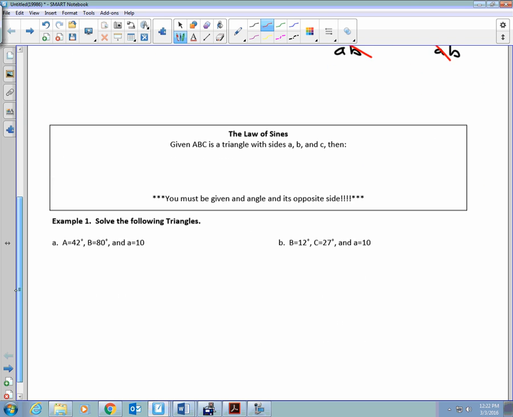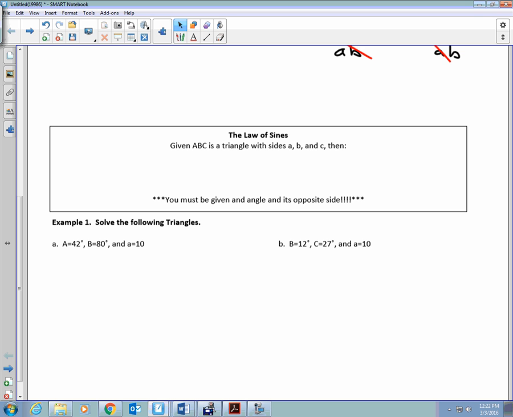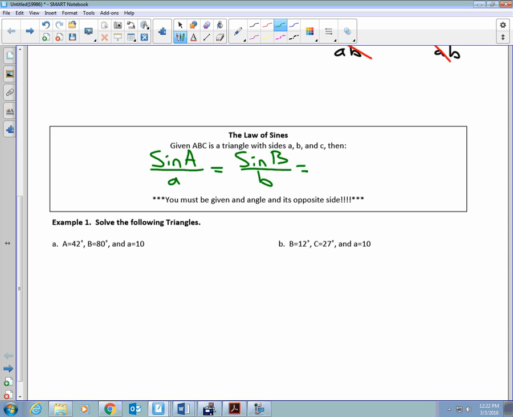This is our law of sines. If you're given a triangle ABC with sides little a, little b, and little c, then we can state that the sine of angle A divided by side A is equal to the sine of angle B divided by side B. And we could then also state that that's equal to the sine of angle C divided by side C. We could show that that's true as well. The key is that you must be given an angle and its opposite side.